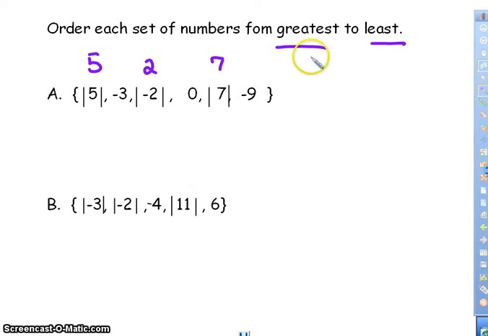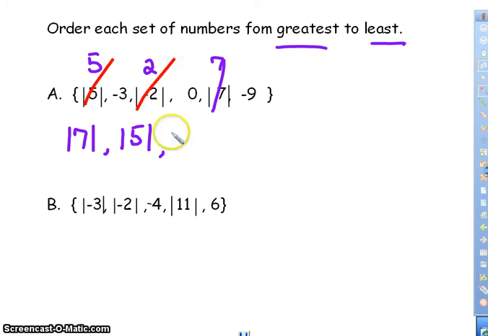So my largest number, and I'm going to do it this time without using a number line, it's going to be the number that is the largest positive number. Okay, so I have a 5, a 2, and a 7. Okay, we know 7's the largest, so the absolute value of 7 would be the largest number. And I mark them off as I use them. Okay, and then my next largest positive number is 5. And that's absolute value of 5. Next largest number is 2. And that's the absolute value of a negative 2 here.